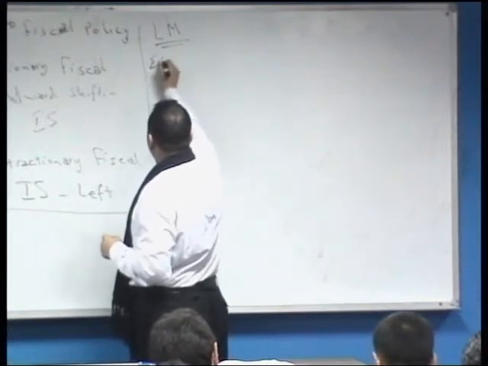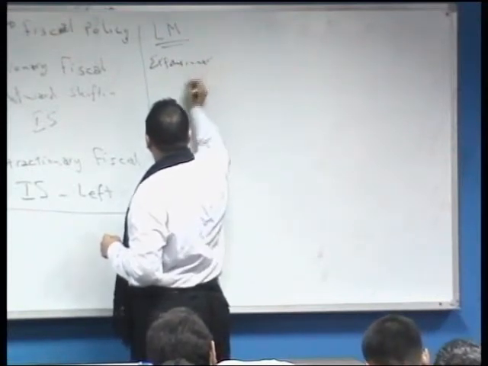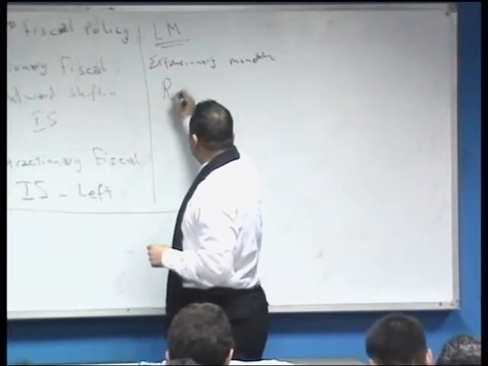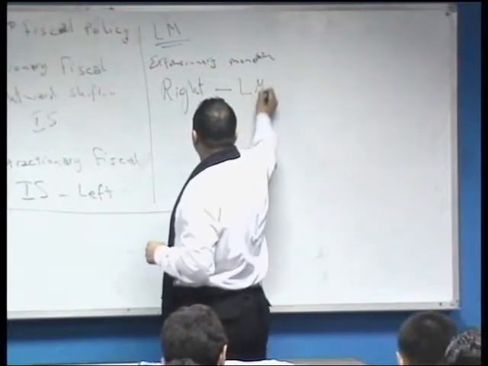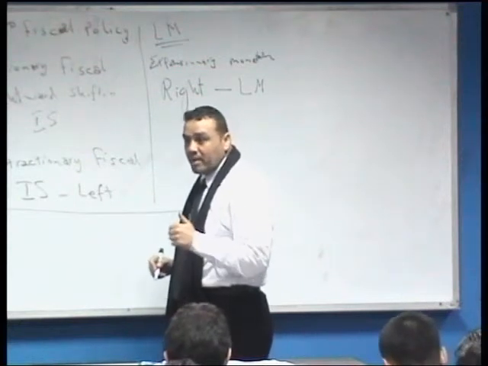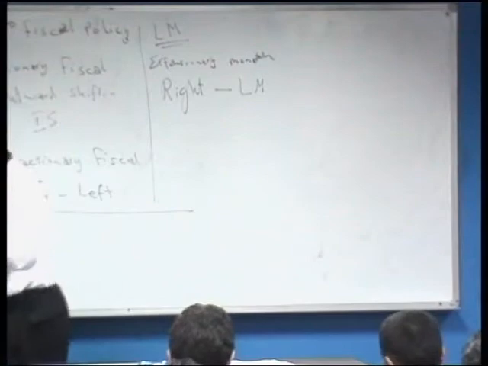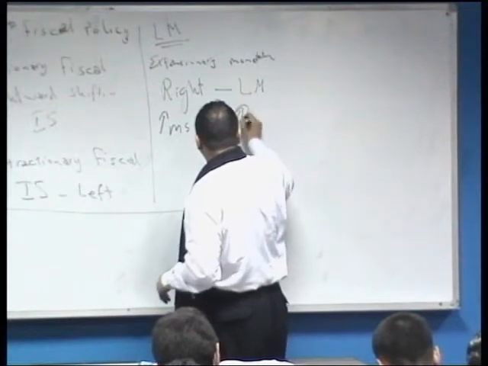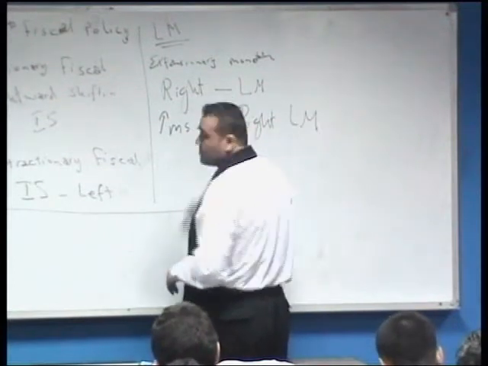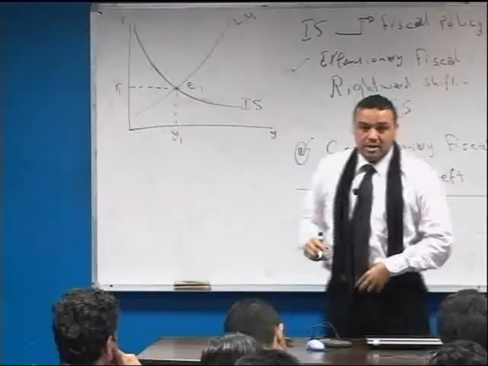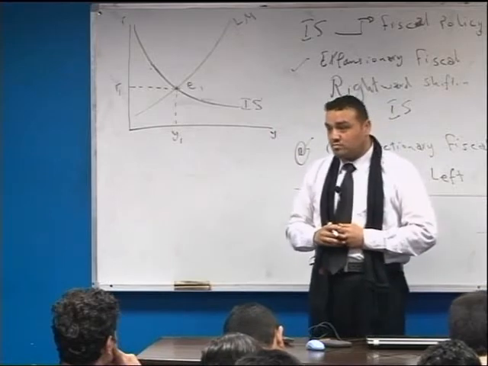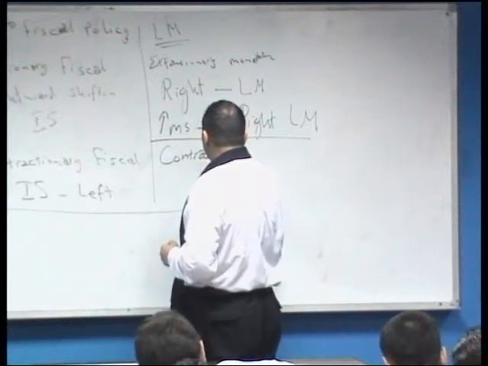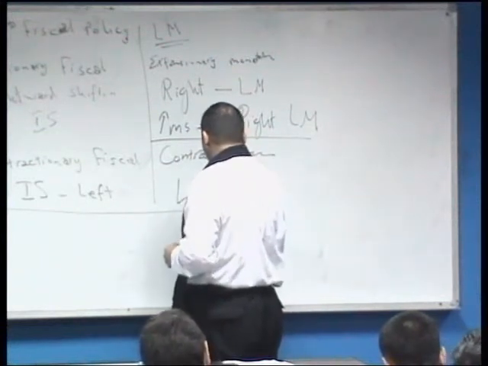If we have expansionary monetary policy, what does it do? It shifts the LM to the right. Suppose the money supply increased, meaning an increase in the money supply causes an increase, or rightward shifting, in LM. Increasing the money supply is an expansionary monetary policy, right? And contractionary monetary policy shifts the LM to the left.